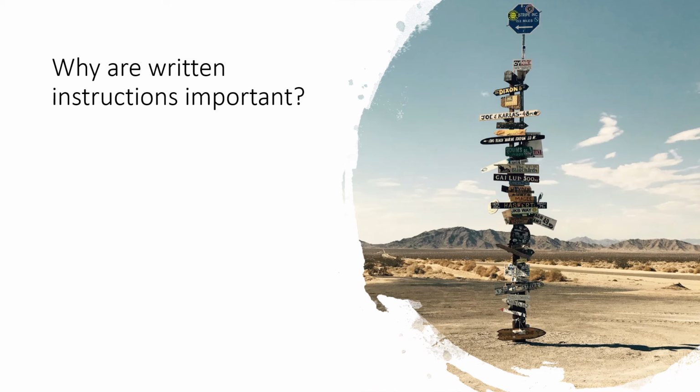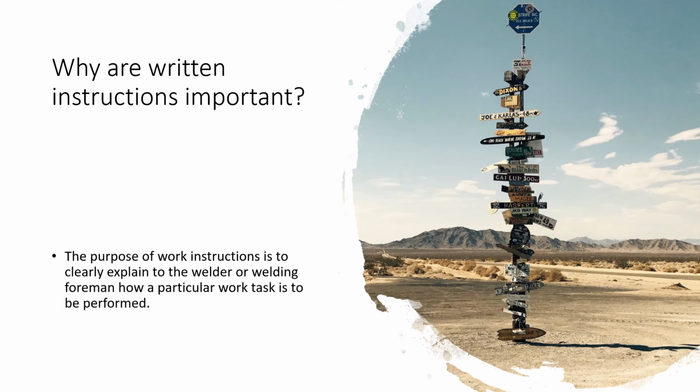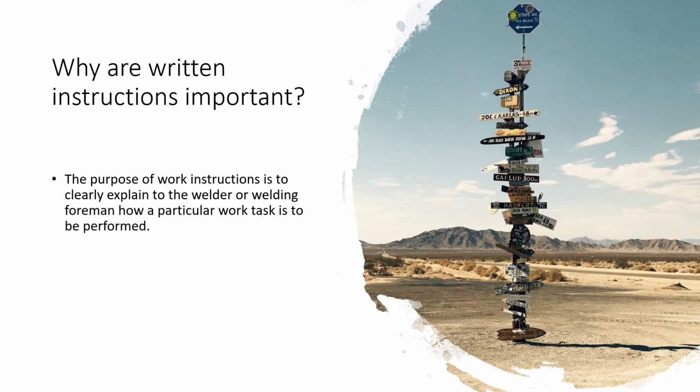So it gets back to why are written instructions important? Well, the purpose of written instructions is we're trying to communicate with the welder and give them an accurate picture of what we want as a product from them. And the welding foreman, or whoever's going to be performing this work task of welding up our procedure qualification test record test plate, we want them to do it properly. We want them to follow our instructions. We don't want them going off the rails on us.